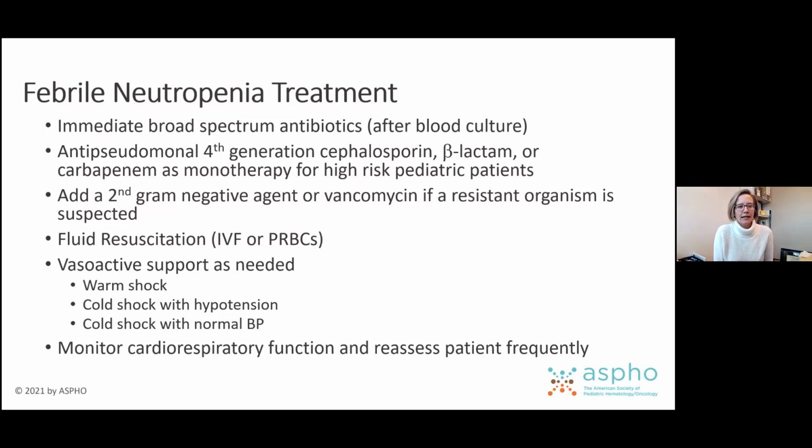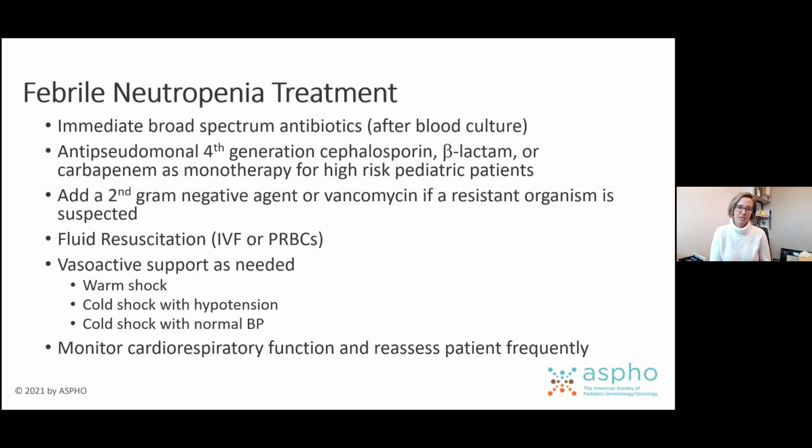In general, adding a second gram-negative agent or vancomycin is reasonable in patients who have a history of a resistant organism or who are at specific risk of other complications like mucositis or strep viridans bacteremia, based on what they received as far as chemotherapy treatment before.